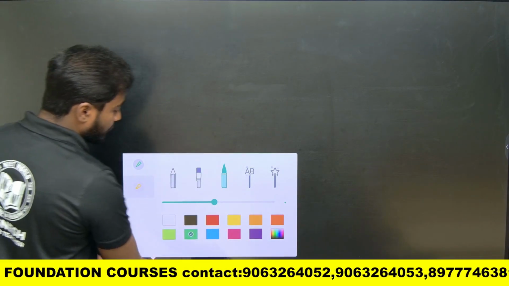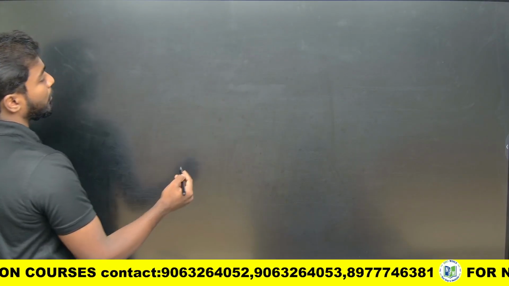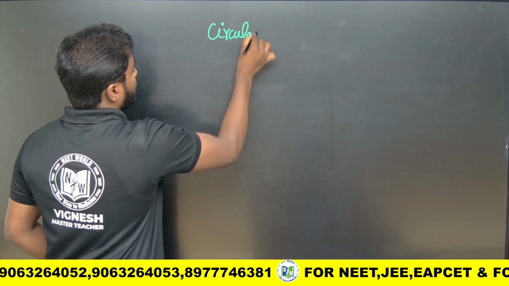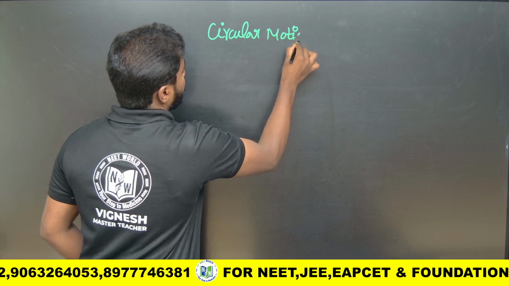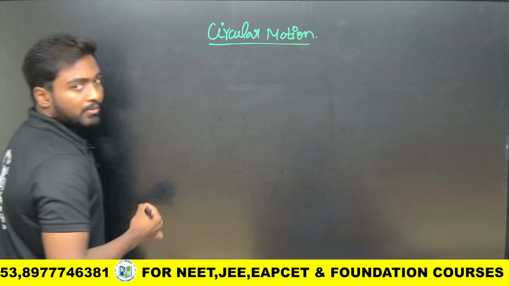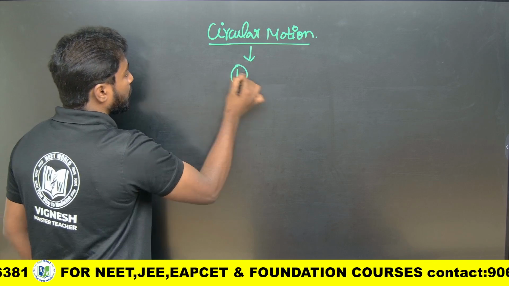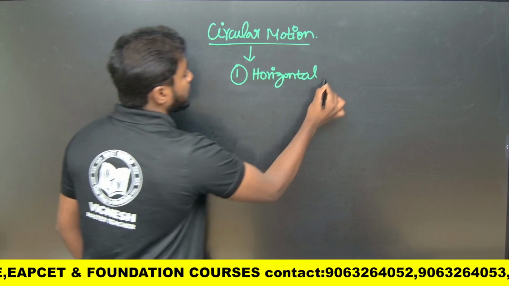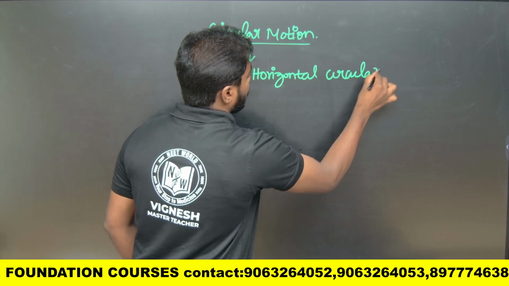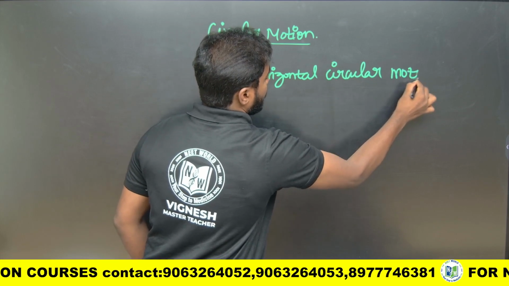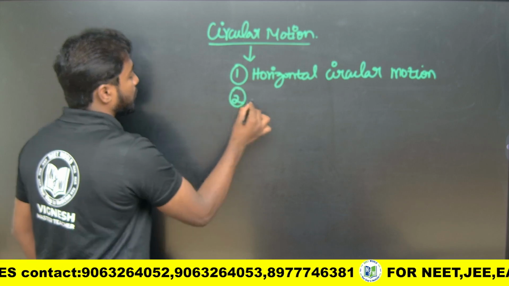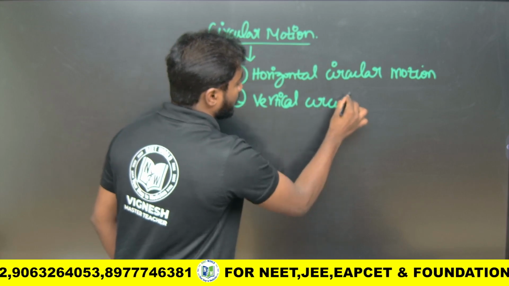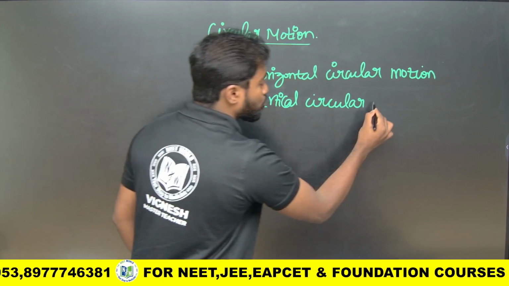So let me take a circle here. Before that, let me talk about some general points of circular motion. There are two types of circular motion. First one, horizontal circular motion. Second one is vertical circular motion.